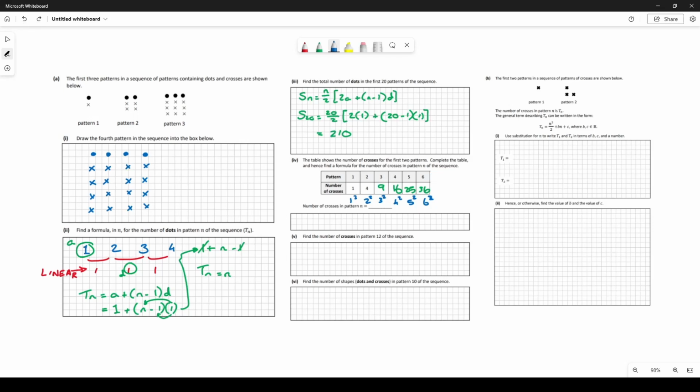If I want to find out what number goes in the second box, I square the number in the box above it. However, the maths way of saying that would be, if the pattern is N, so pattern 1 was 1 squared, pattern 2 was 2 squared, pattern 3 was 3 squared, so pattern N would be N squared.